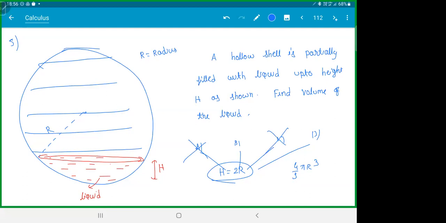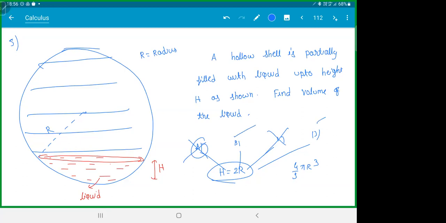Are you getting the logic? If I keep h is equal to 2r, I should get 4 by 3 pi r cube. Whoever doesn't give me that is wrong. Are you getting how to guess? This is how you guess. You don't guess by inky pinky ponky. That is not guessing. Heads and tails, inky pinky ponky, that is not guessing. Okay, you did this and you eliminated 2 options. Still B and D are left.